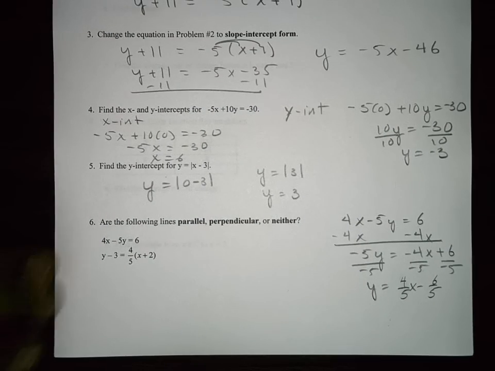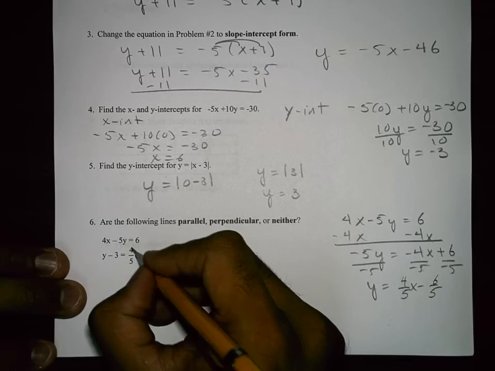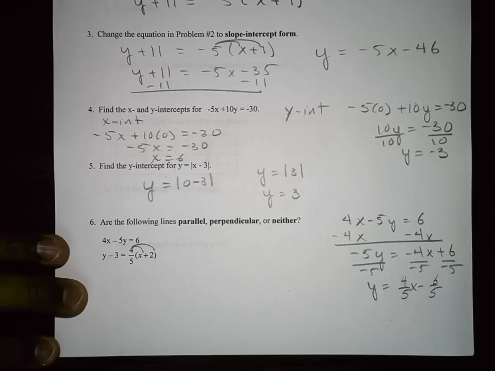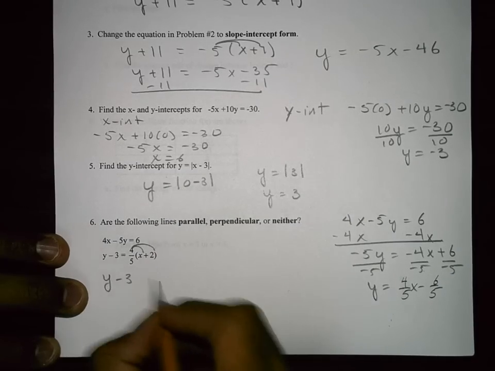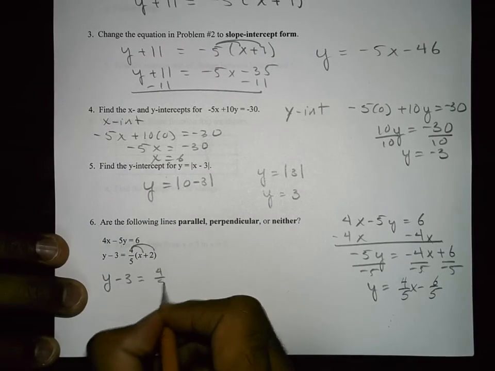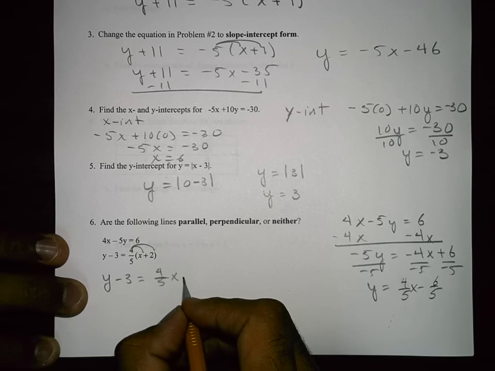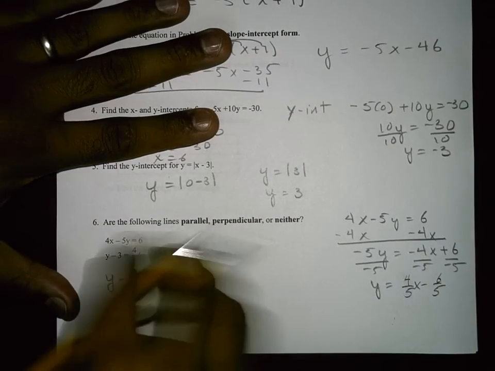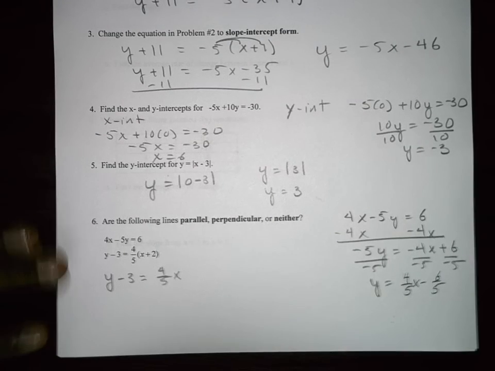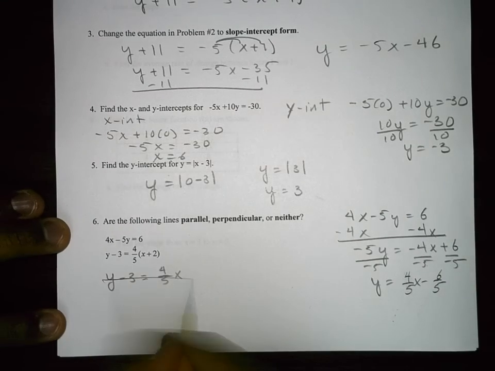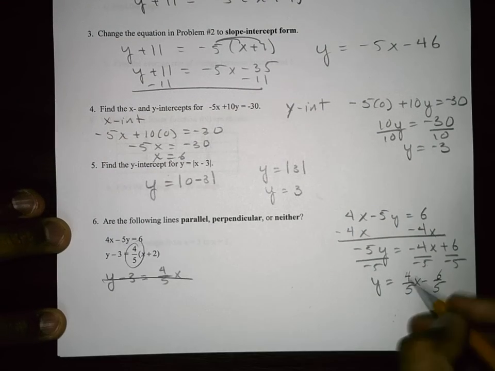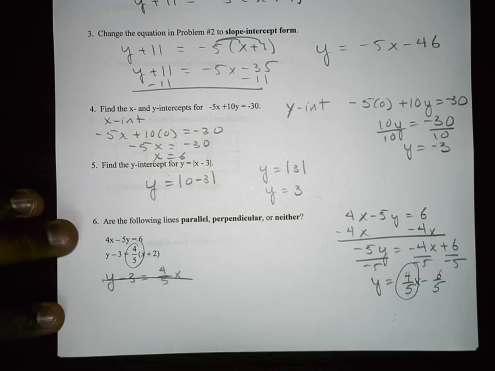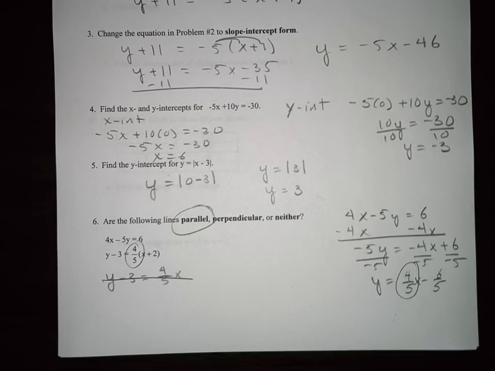So over here, this one's going to get a little bit ugly. I'm going to distribute over there, and I get y minus 3 equals 4 over 5x. And going back, I said, you know what? In all honesty, what I should have realized was this is in point slope form, so I can save myself some work and realize that's my slope and that's my slope. So those slopes are the same, so that is parallel. When the slopes are the same, the lines are parallel. That was in point slope form.